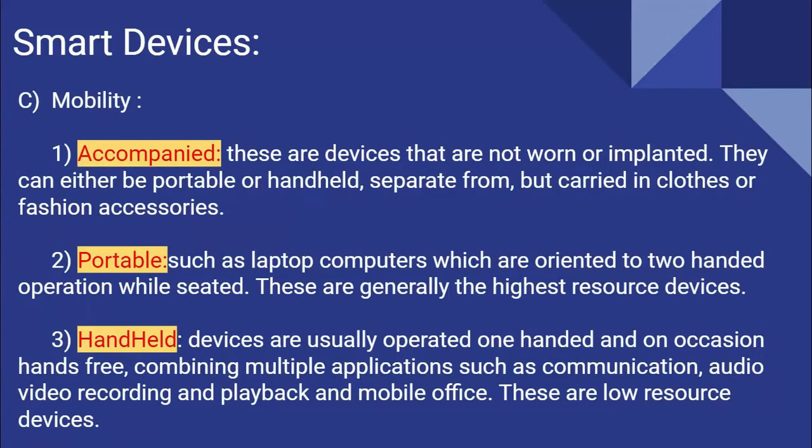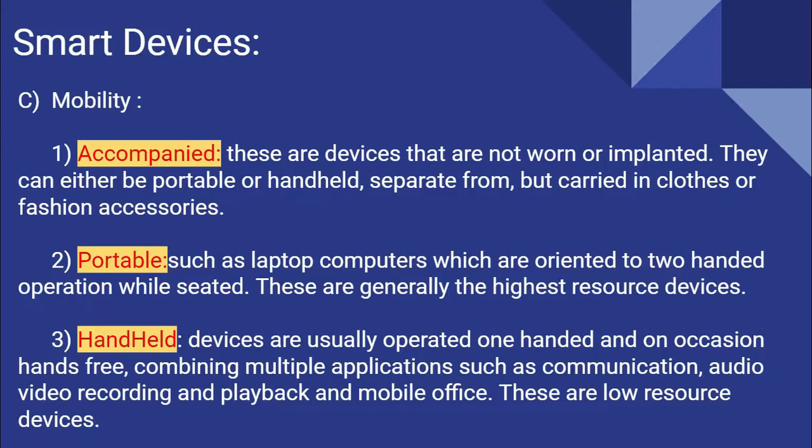Let's see the third point regarding smart devices, which is mobility. Mobility has different properties. First is accompanied, second is portable, third one is handheld. What does accompanied mean?